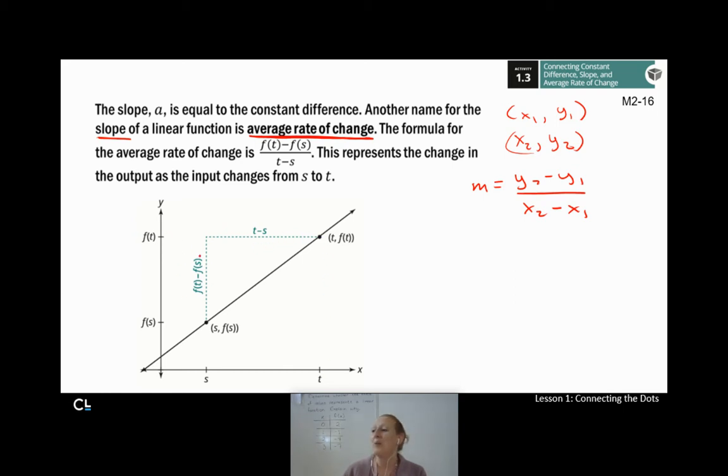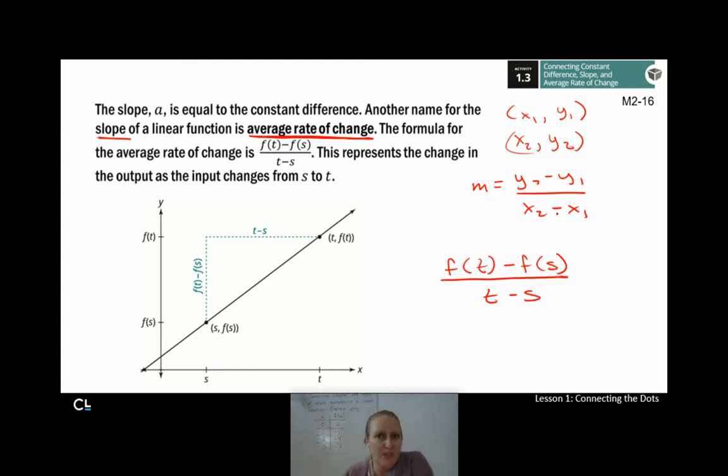So again, I would subtract my F's on top. Those are my outputs. So to find my average rate of change, I would subtract my outputs on top. That's my rise. And subtract my inputs on the bottom. That is my run. So this represents the change in output as I go from S to T.